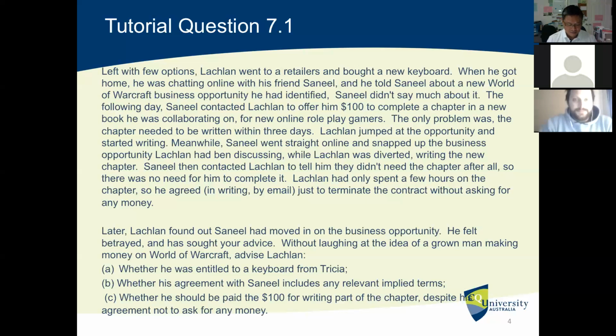Left with few options, Lachlan went to a retailer and bought a new keyboard. When he got home, he was chatting online with his friend Sunil, and he told Sunil about a new World of Warcraft business opportunity he had identified. Sunil did not say much about it. The following day, Sunil contacted Luke to offer him $100 to complete a chapter in a new book he was collaborating on for new online role play gamers. The only problem was the chapter needed to be written within 3 days. Lachlan jumped at the opportunity and started writing.